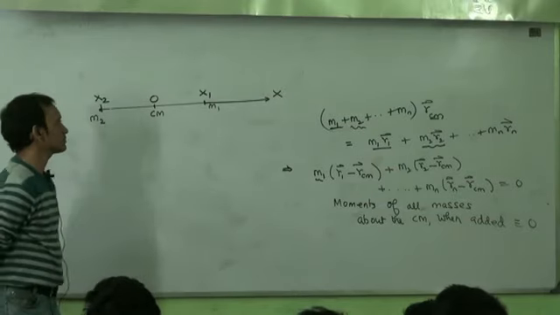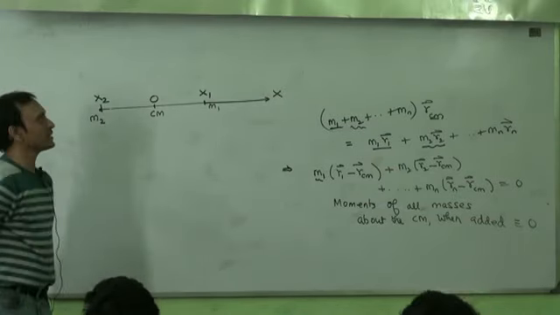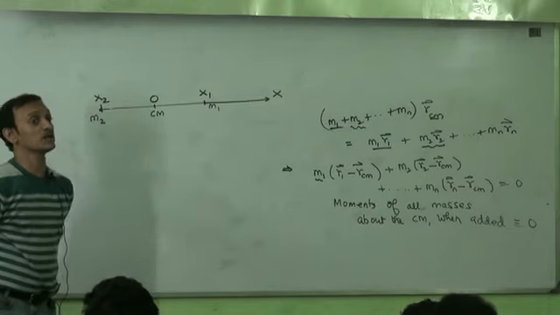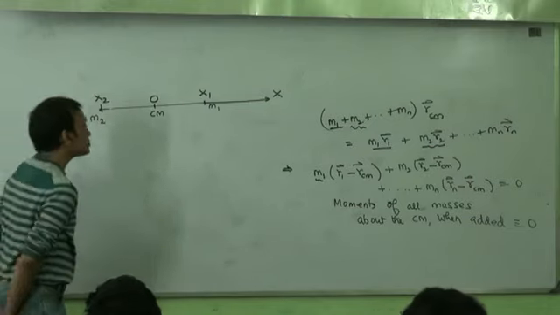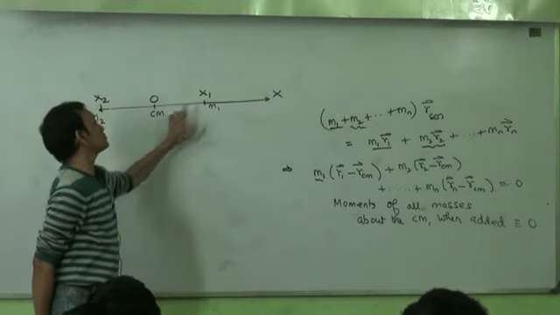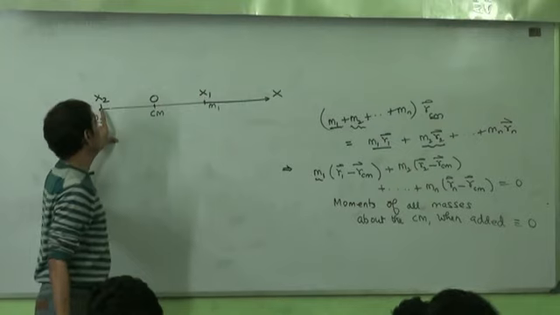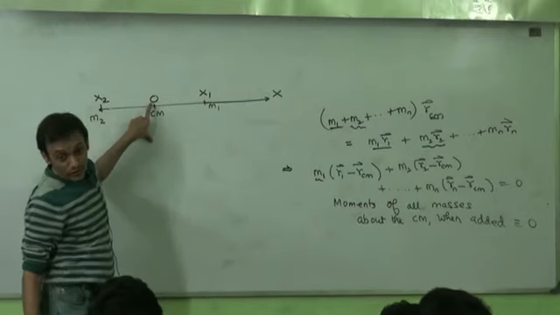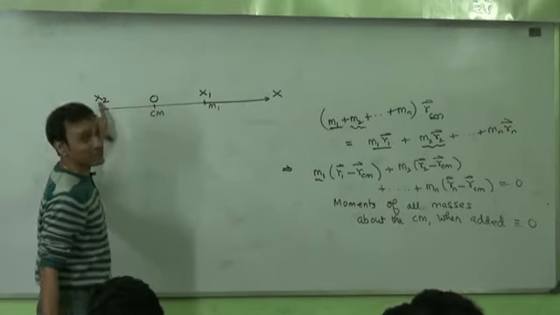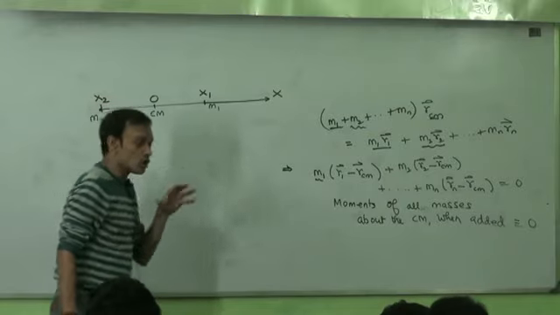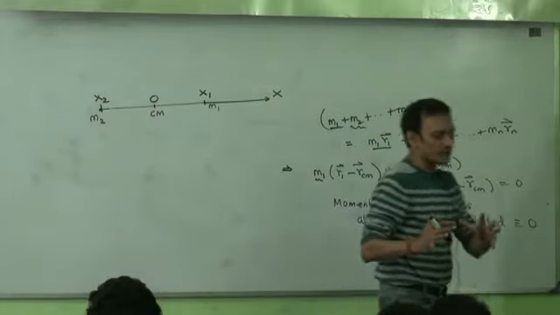Evidently then, between x1 and x2, one of them is positive, the other one is negative. So then, what's the moment that m1 produces about O? m1 x1, which is positive. What's the moment that m2 produces about O? m2 x2, which is negative, because x2 is negative, as you can see, right?